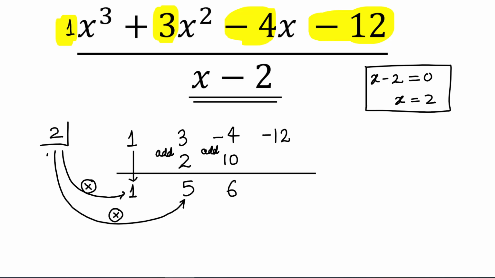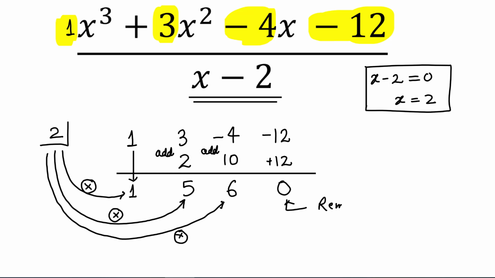In the next step, once again you have to multiply 2 with 6, and then we will have 12. Put this 12 here, under minus 12. And if you add these two, this is 0. Now we don't have to proceed further. So in this case, the remainder is 0. So 0 is the remainder.